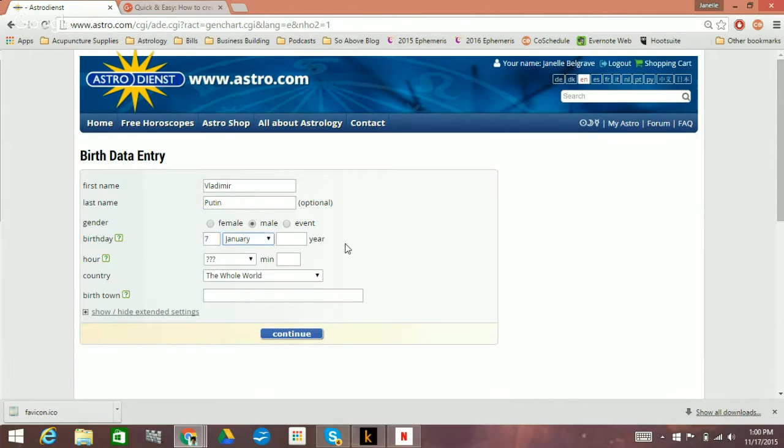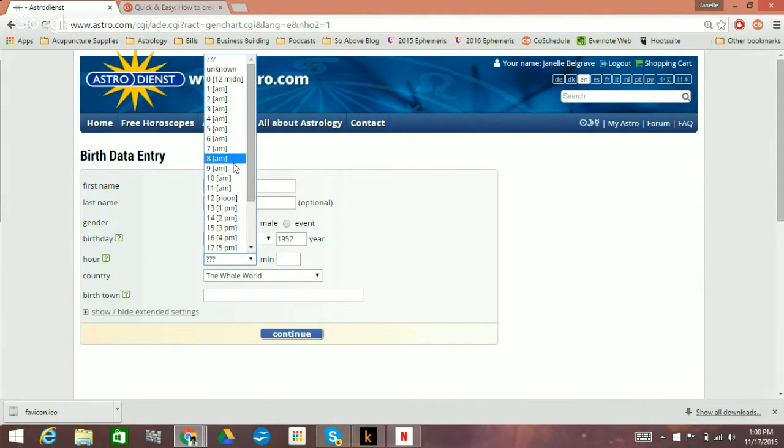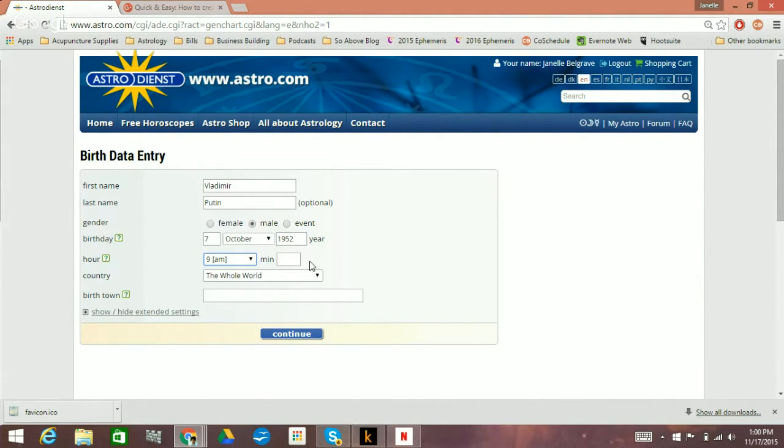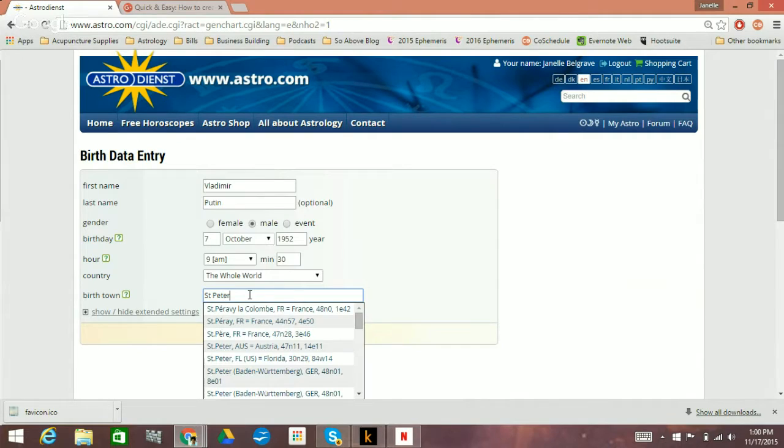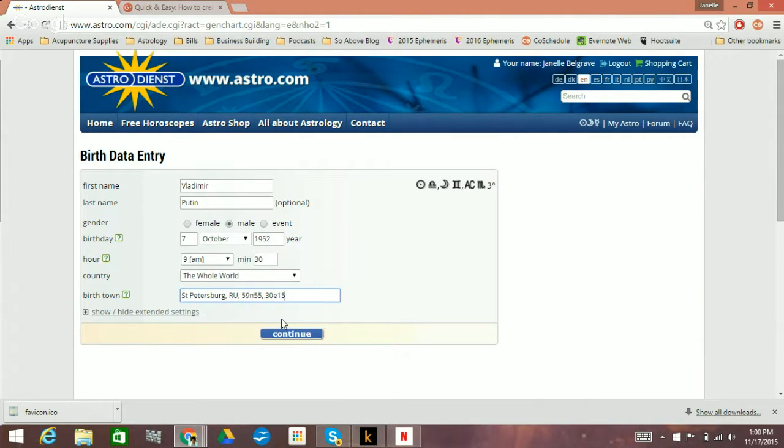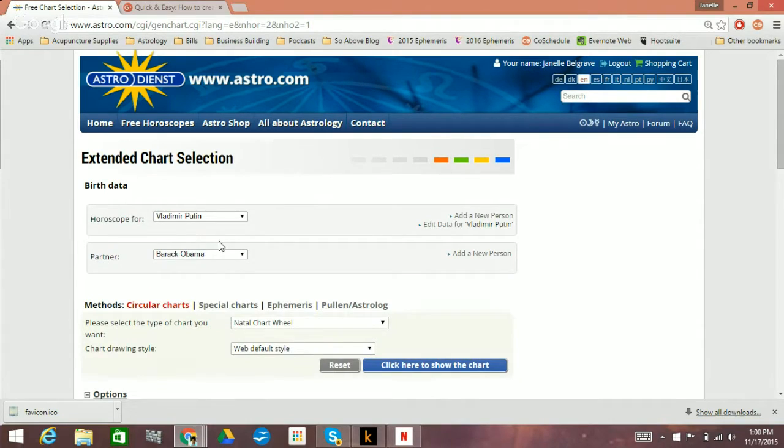And he is October 7th, 1952, born at maybe 9:30 a.m. And he was born in St. Petersburg. Where are you? Russia. So we're going to pull up his chart, natal chart wheel, right here.